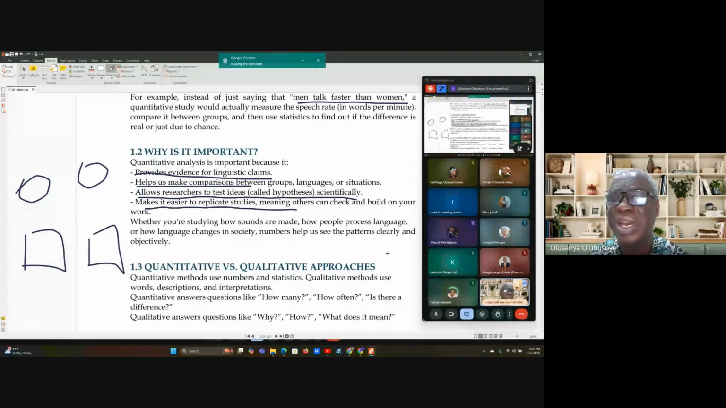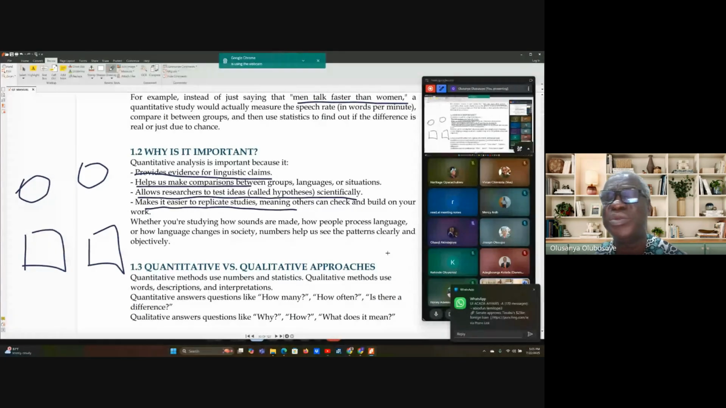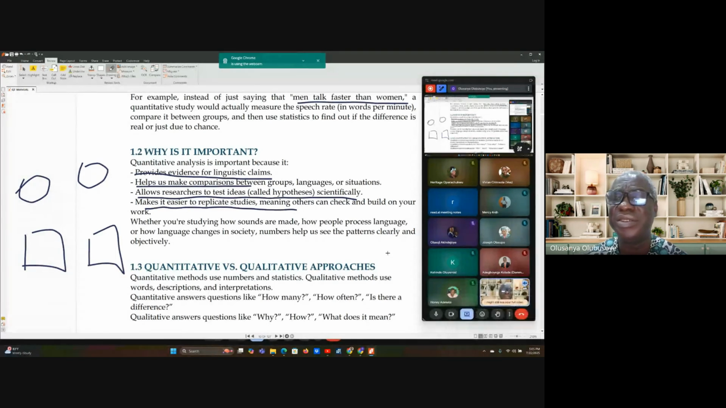So that can only be done with numbers and statistics. So numbers, statistics, or in general quantitative techniques help us to validate our results, help us to reproduce, not just even to replicate our findings, our results. So these are four main reasons why quantitative analysis is very important in language research studies.